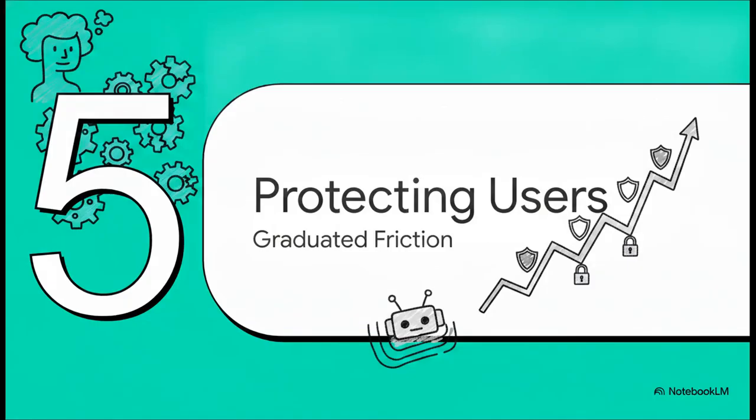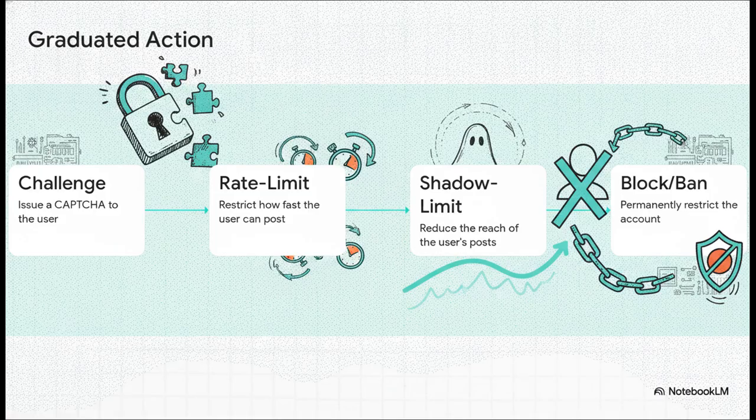Now, on to Section 5, Protecting Real Users, the concept of graduated friction. You see, the system doesn't just swing a giant ban hammer the second it gets a little suspicious. Instead, it deliberately escalates friction. Step 1 might just be a simple captcha challenge.